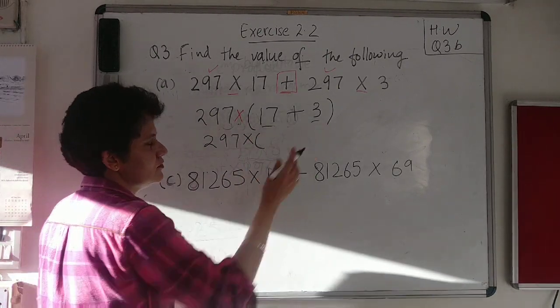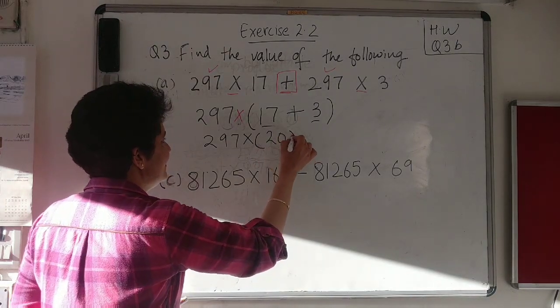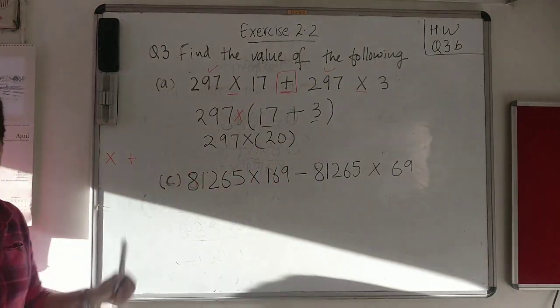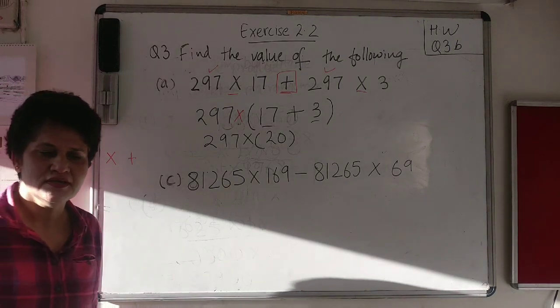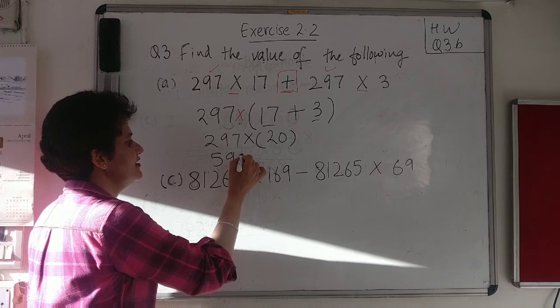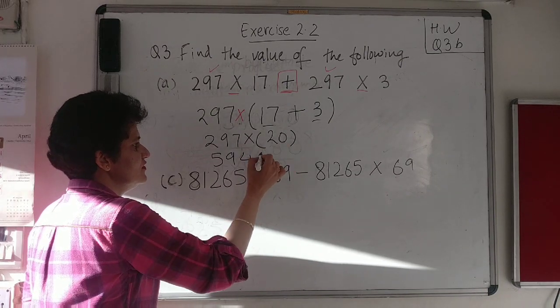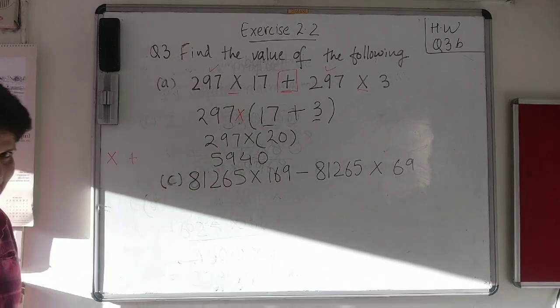And 17 plus 3, so difficult. 20. Right? So that means you have to multiply 297 by 20. Can you do that quickly? What is the answer? Yes, it is 594. 594 is for this, and the 0 is over here. So 594 0 is here. That's the answer.